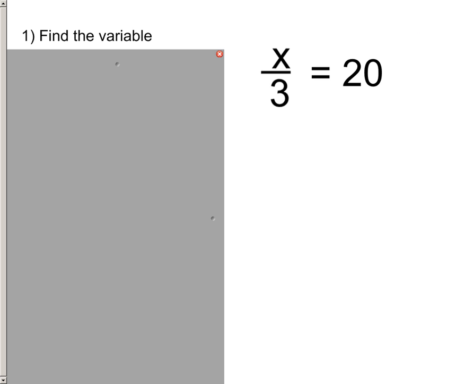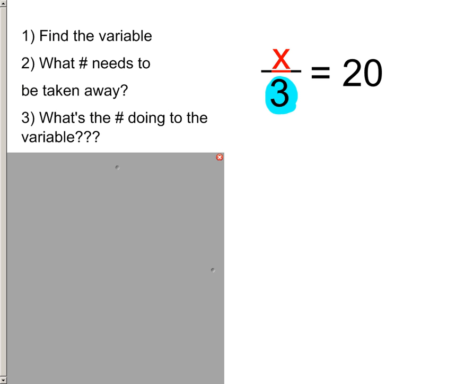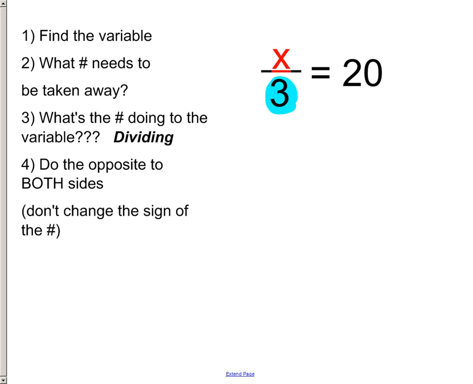Now this one's a little bit different, but really it's the same. Where's the variable? There it is. Which number do we need to take away? There it is, same side of the equation. That's the 3. What is that 3 doing to the x? It's dividing. So we'll do the opposite. What's the opposite of dividing? It is multiplying. So since we're dividing by 3, we're going to multiply the left side by 3, and we're going to multiply the right side by 3.